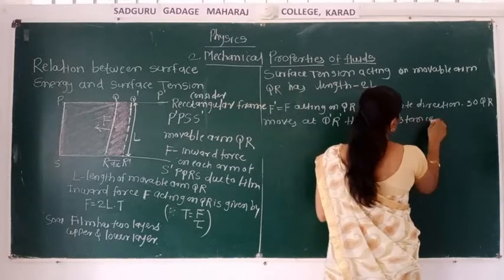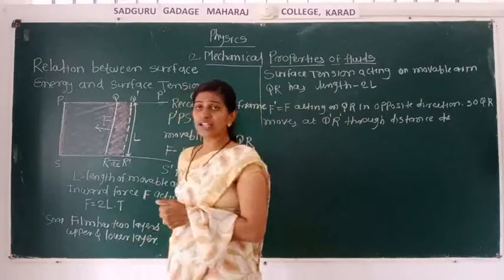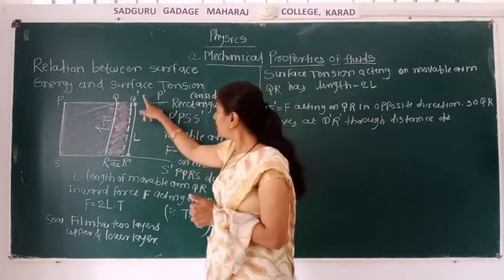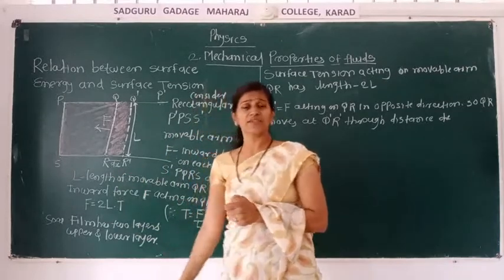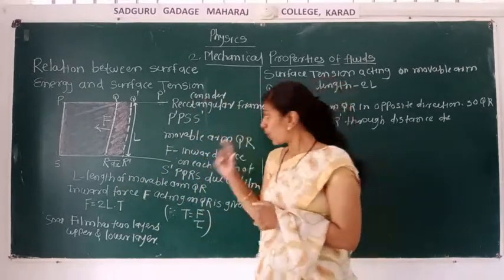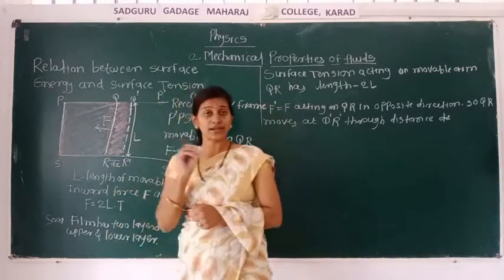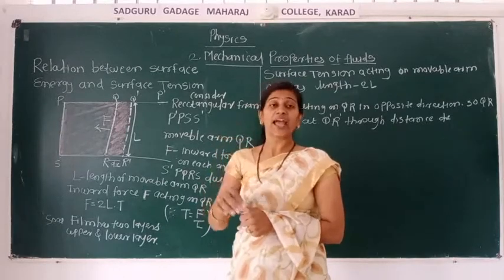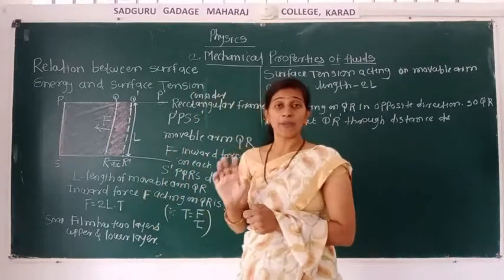Otherwise we can say the displacement dx. That means that QR is changing its place. It will shift to a new place. That new place is Q dash R dash, and in between them the distance, otherwise displacement, is dx. Why does this happen? On that movable arm QR, the force is applied. The force is denoted by F dash. It has the same magnitude as F, but it is in the opposite direction.